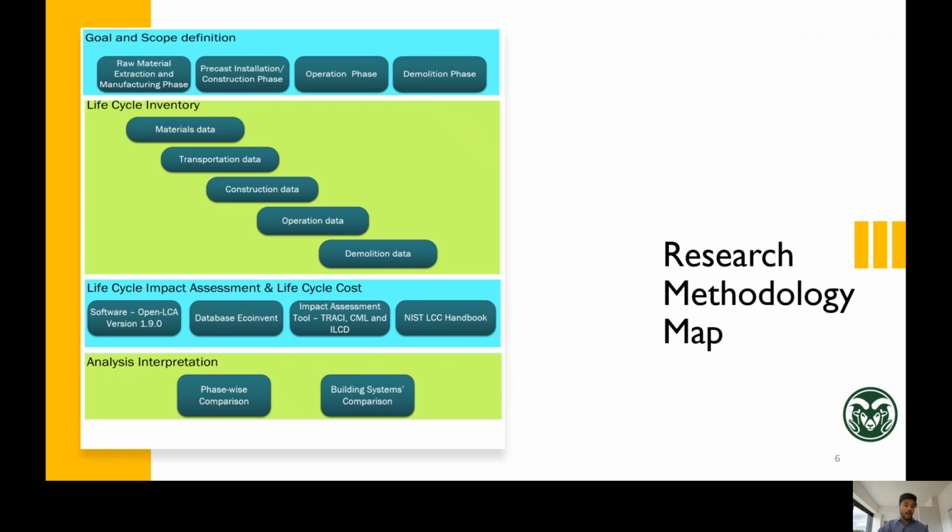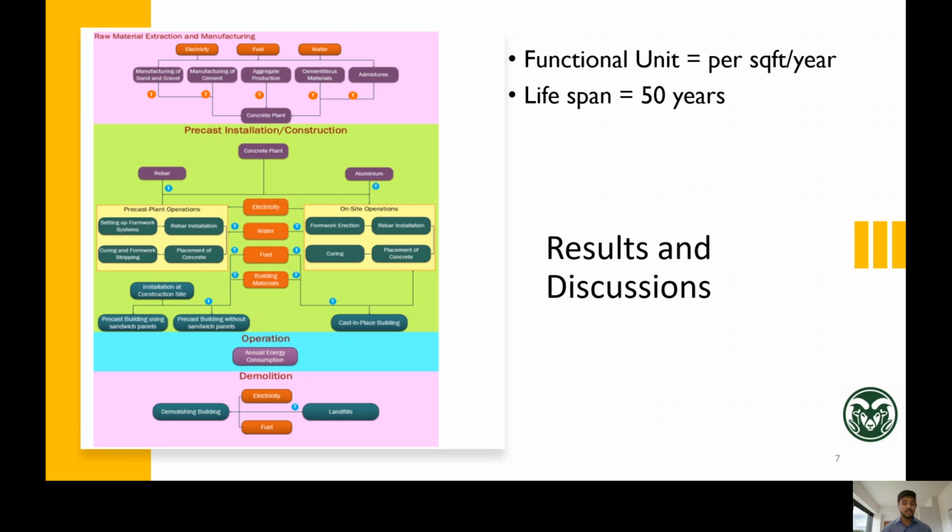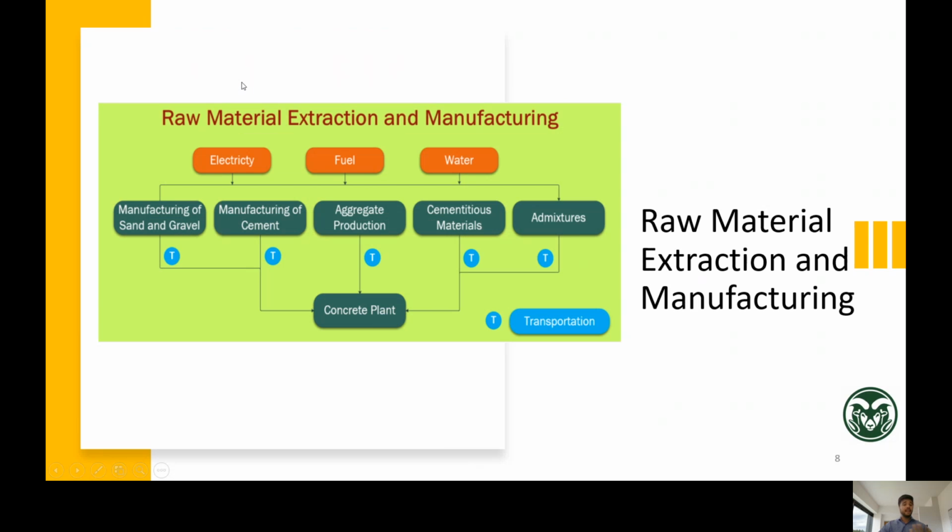Now, after this research methodology map was developed, these were the anticipated results and discussion for our phase one. However, we actually used the same table and the unit processes to go ahead with phase two of our research as well. Going ahead with the individual phases, the first phase was raw material extraction and manufacturing, which consisted of producing 1 cubic yard of concrete, and it included all the processes required to produce concrete. The resources selected were electricity, fuel, water, and transportation was included as well.